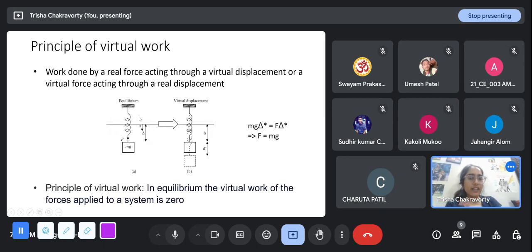This seems a very intuitive answer, of course we can see this, but it has a lot of implications in a lot of complex problems. So virtual work helps us solve those easily.